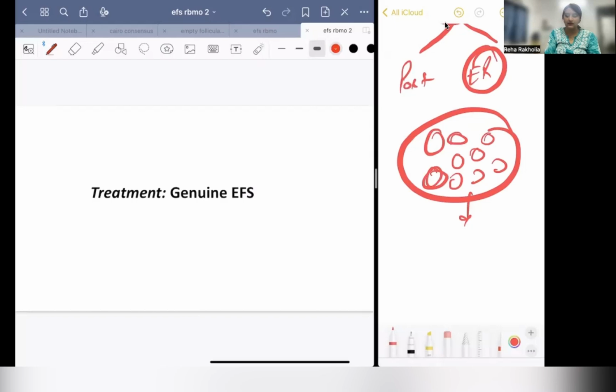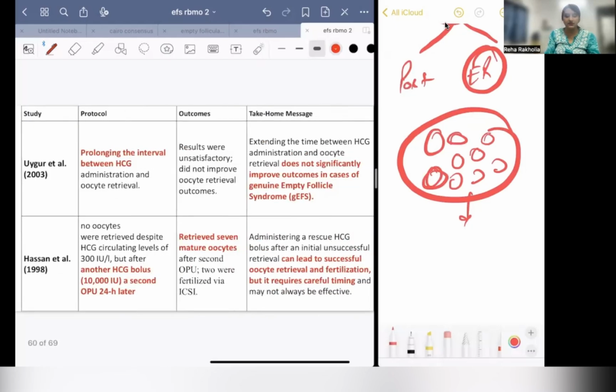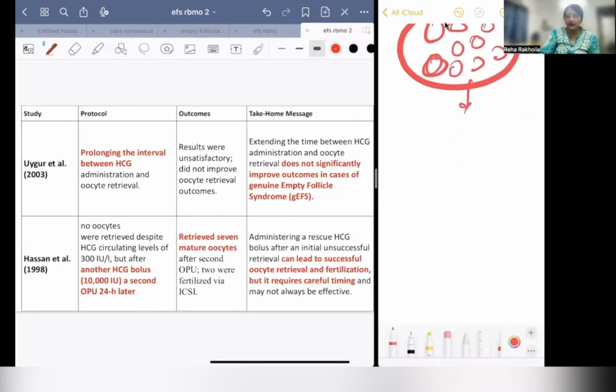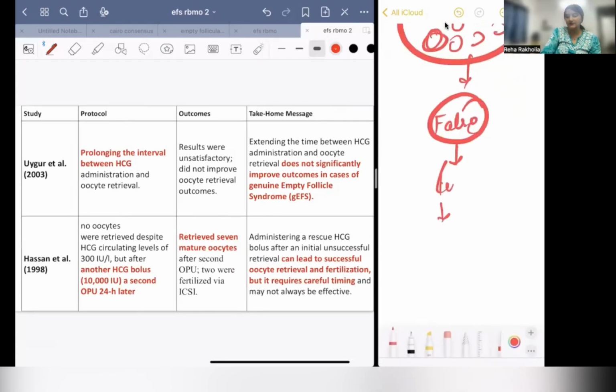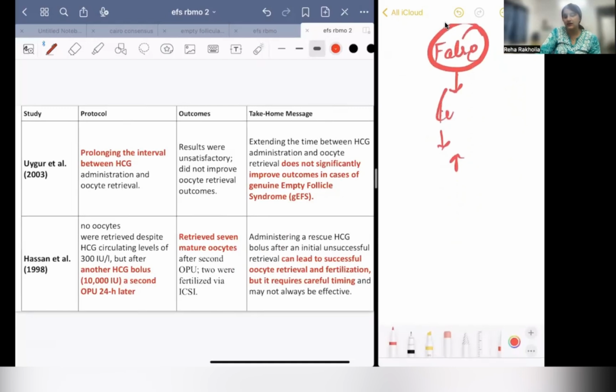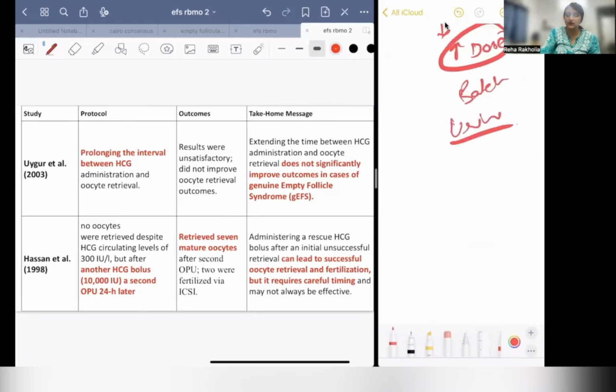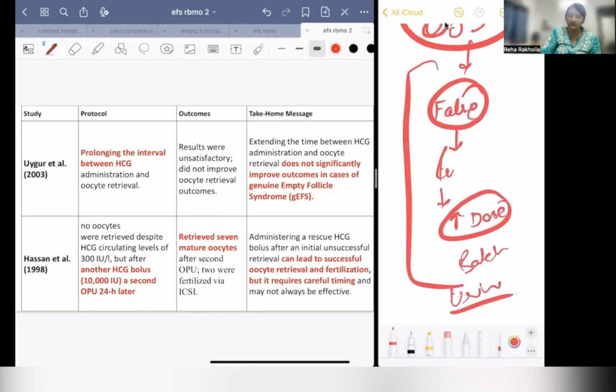Now, treatment of genuine empty follicular syndrome. For false empty follicular syndrome, what we were doing is giving the rescue dose. The dose should be more, a different batch should be used, or if we have used urinary HCG, then recombinant HCG should be used. Okay, this was the treatment for false empty follicular syndrome.